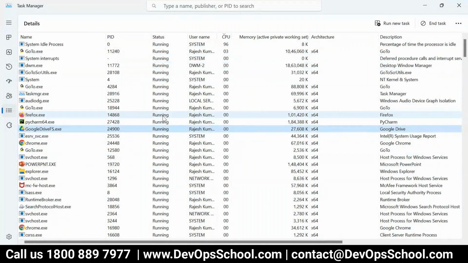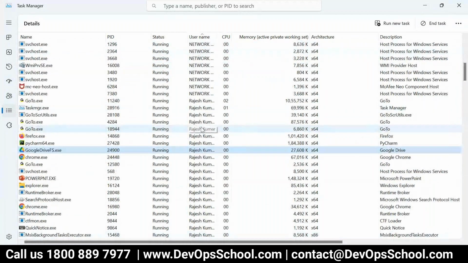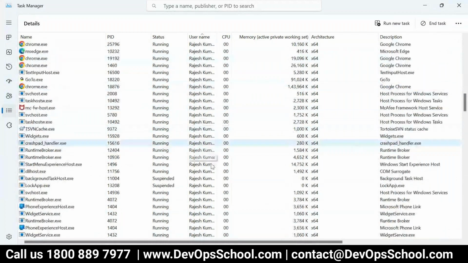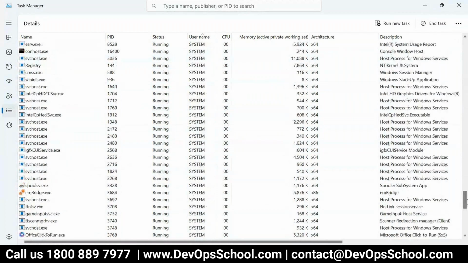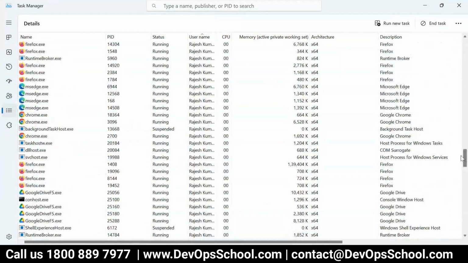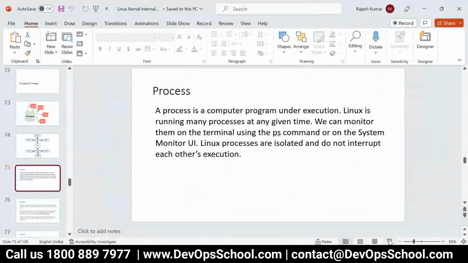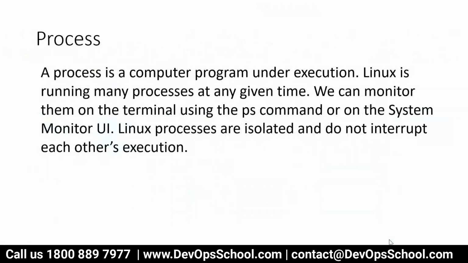Some of the processes are run by the local user, some by the network user, some by Rajesh, and many more, and then the system. So these are all the processes running on the machine right now. You can see it. Okay, so a process is a computer program under execution. Linux is running many processes at any given time. We can monitor them on a terminal using the ps command or on the system monitor UI.